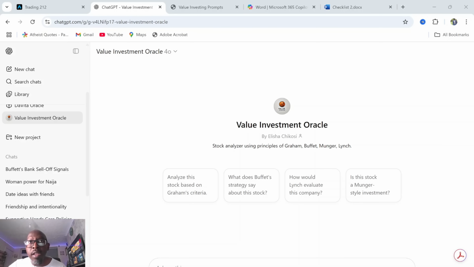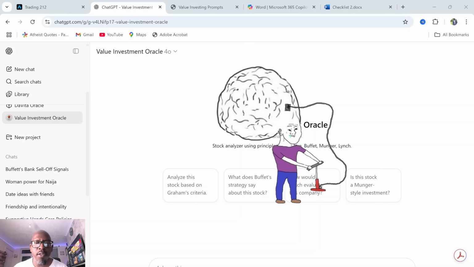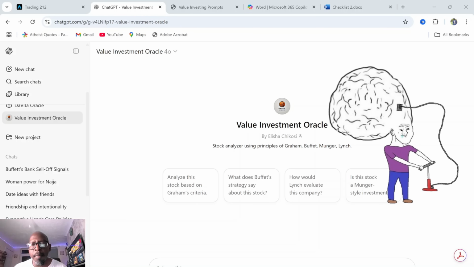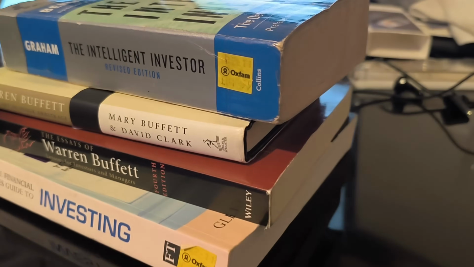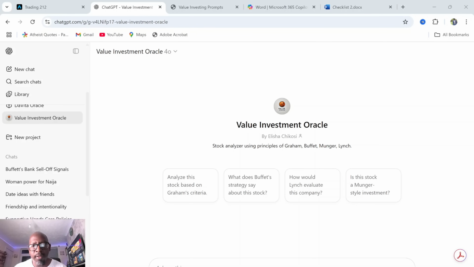On the screen, you can see a custom GPT. So this custom GPT I have made myself. I've used quite a lot of Warren Buffett's material, letters to shareholders, several books to actually make this value investment custom GPT, and I've called it the Value Investment Oracle. So what I'm going to do, I'm going to use this, and if you want access to this custom GPT, you can find the link in the video description.